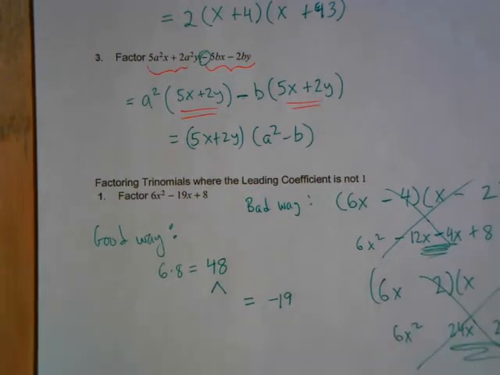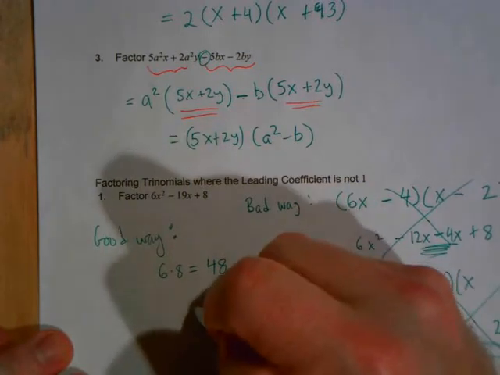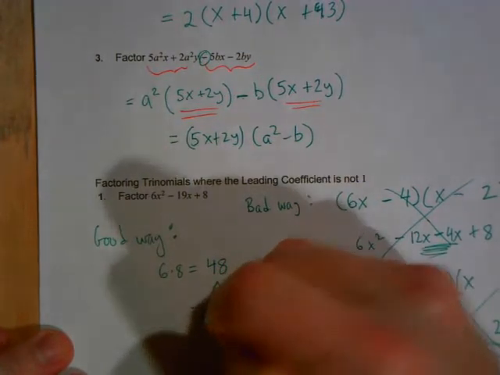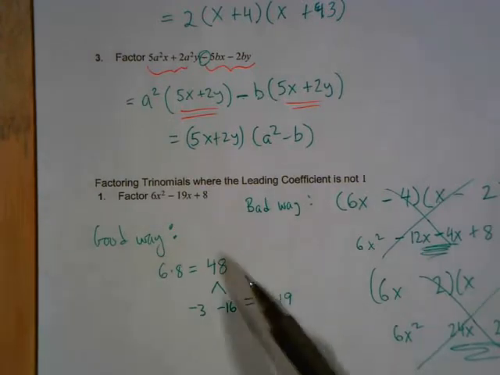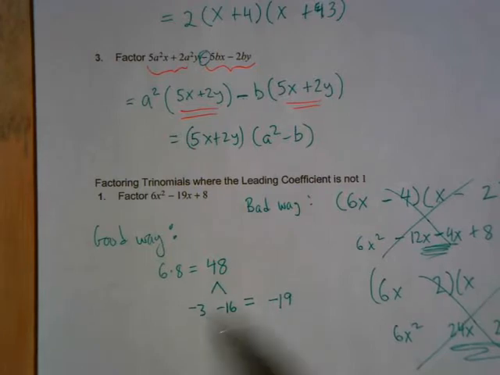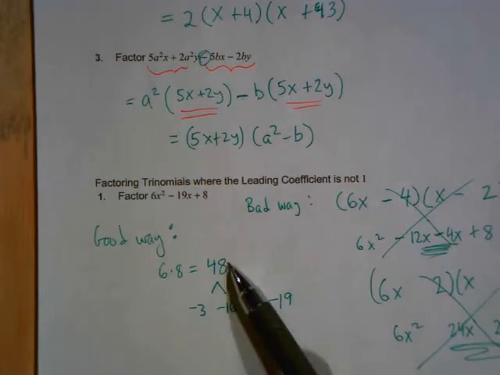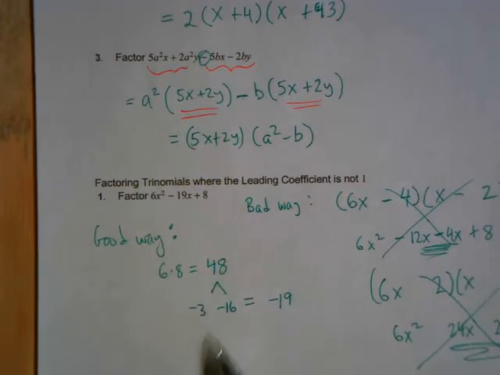Little work here. I notice that 48 is negative 3 times negative 16. You might be using your calculator there. You might take 48, divide by 2, see if those numbers will add up to 19. Take 48, divide by 3, hey, you find it. Negative 3 and negative 16 add up to negative 19. Negative 3 and negative 16 multiply to be that 48.